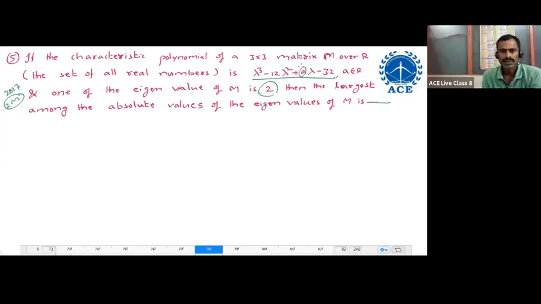So we are asked to choose the largest eigenvalue among the absolute values of the eigenvalues. Suppose all eigenvalues are positive, then we choose the largest one only. Suppose some eigenvalues are negative, we also take the absolute values. Among those absolute values, we choose the largest one. So first we have to find the other two eigenvalues of this matrix. Already one of the eigenvalues is known, then we try to find the other two eigenvalues of the same matrix.